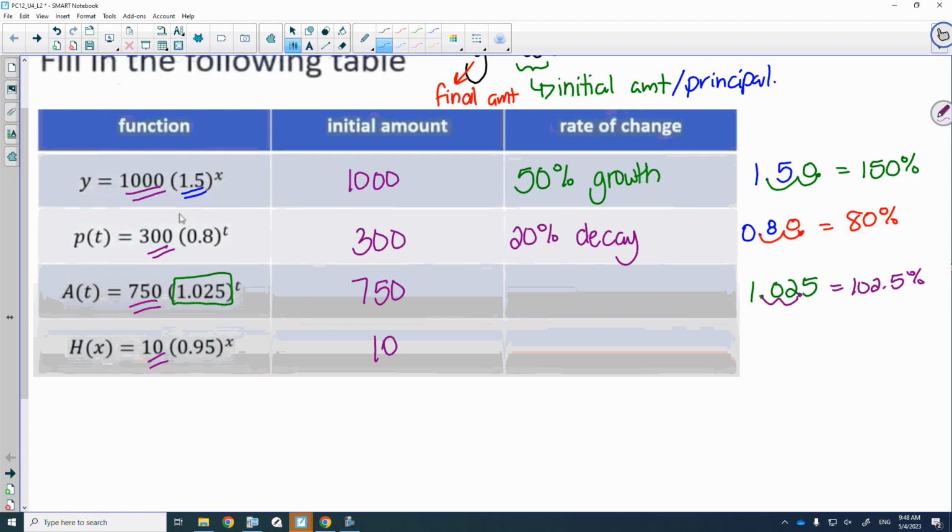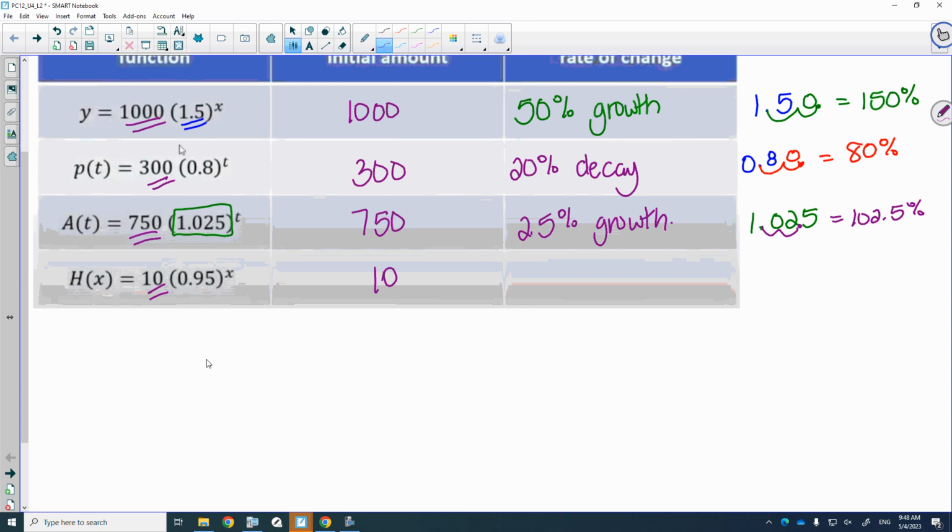Okay. Percent growth. James, do you know what this one would be for a decay? It'd be a 5% decay. Again, that's 95%. From 100%, that would be a 5% decay. Okay.